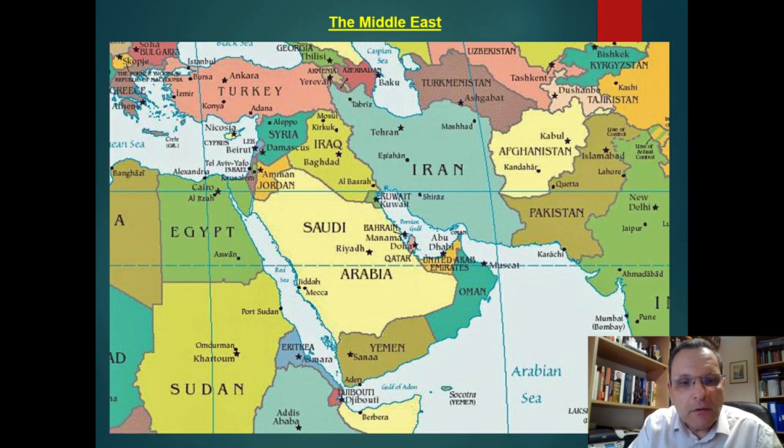This is the map of the Middle East, and you can discern quite quickly which are the main players here. So it's Egypt, that had claims for many years to be the leader of the Arab world, Saudi Arabia, Iran, Turkey, and to a lesser extent Sudan, Iraq.